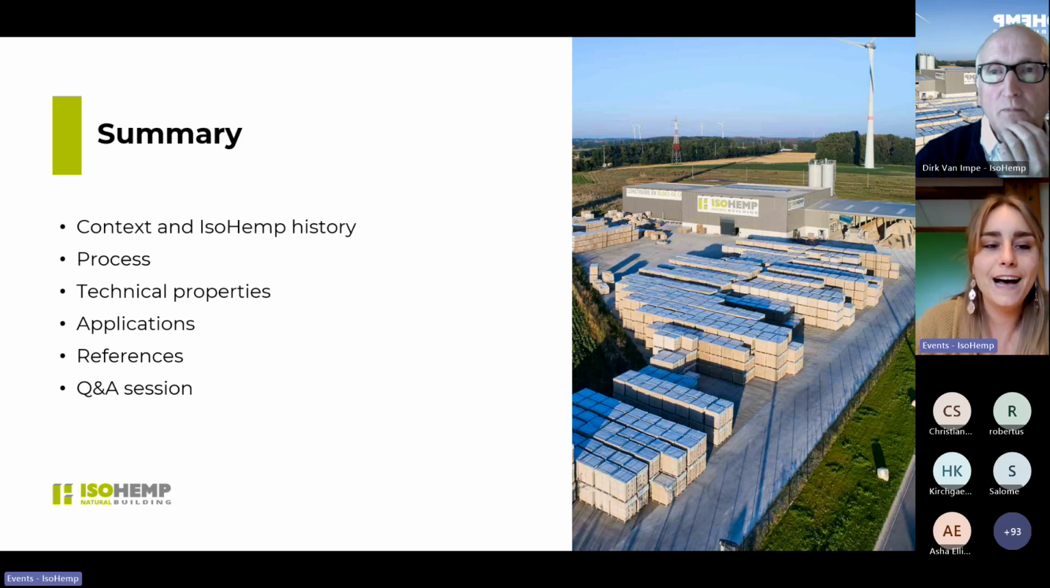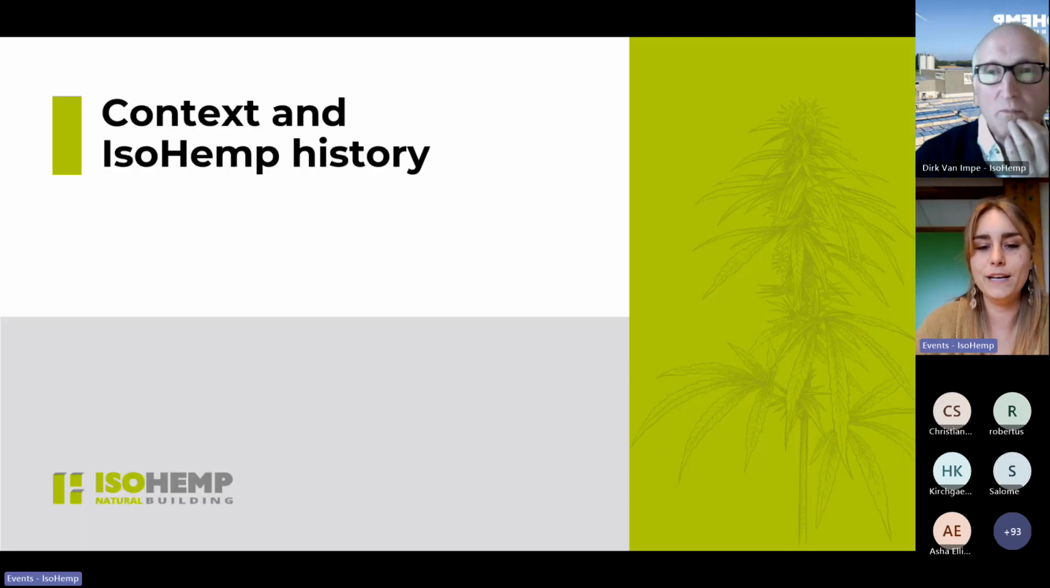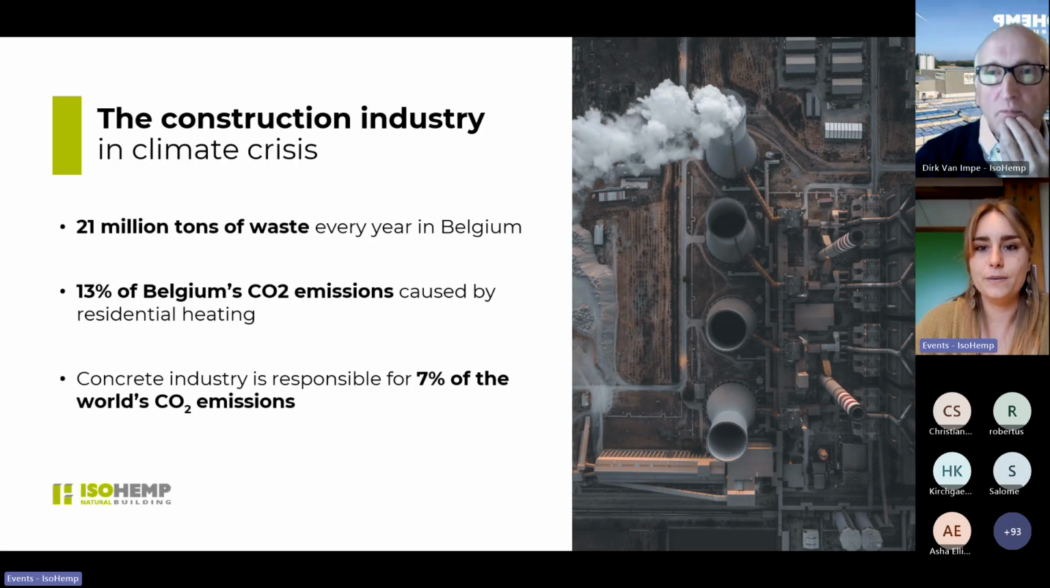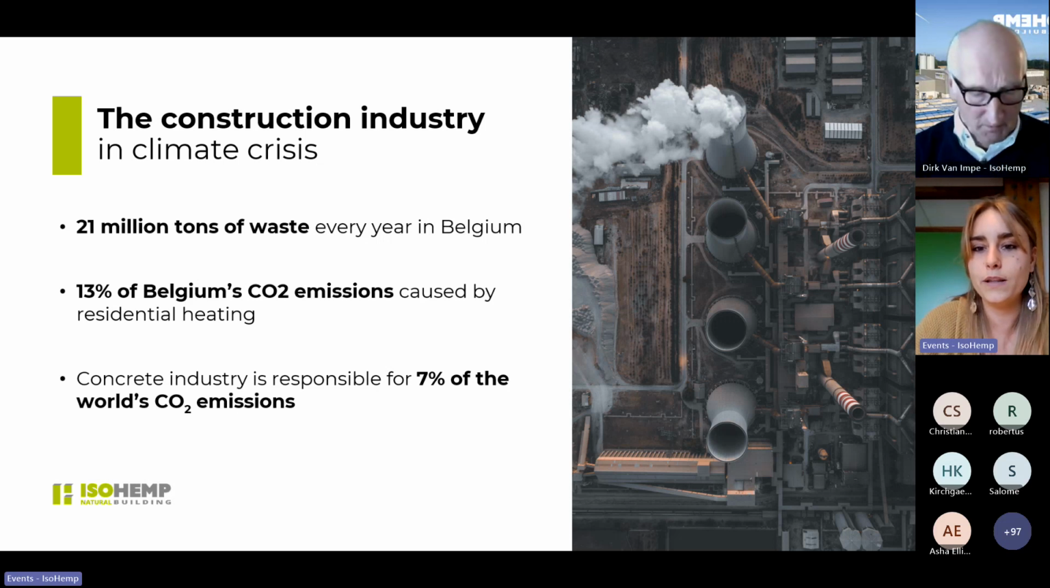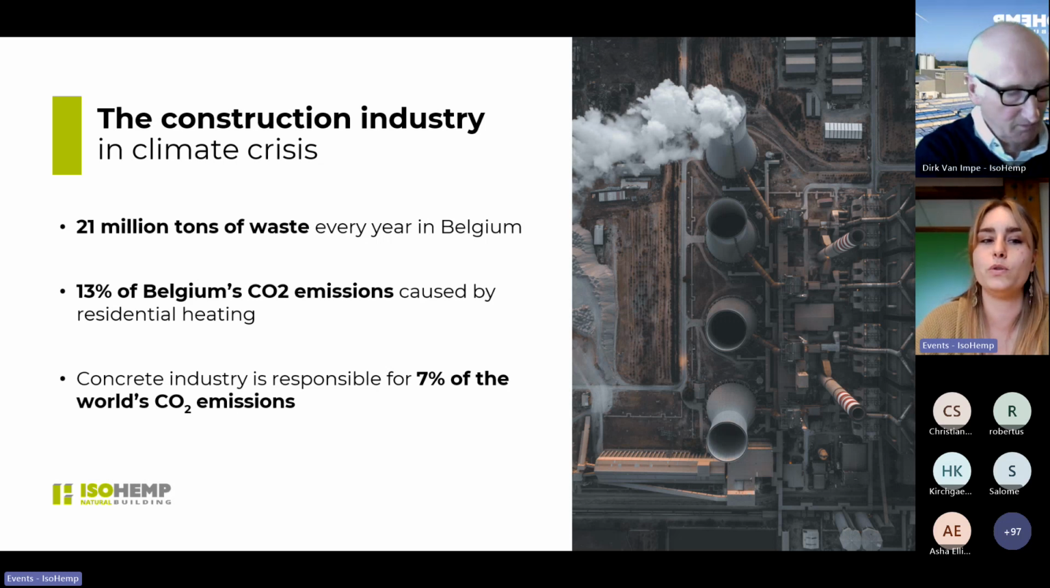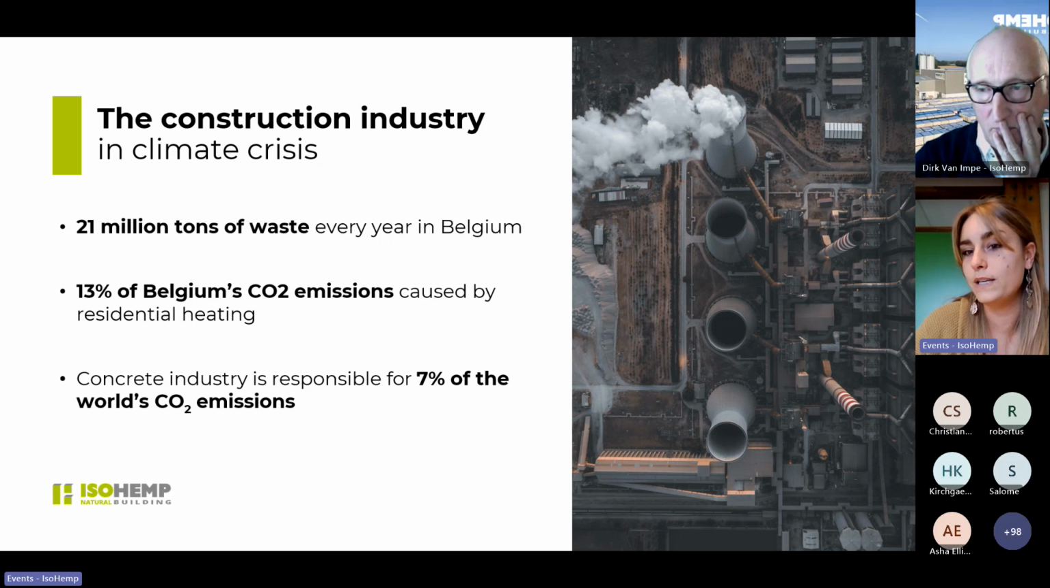as well as possible. Okay, so the context and IsoHemp history. Of course, the construction sector is at the center of the climate emergency, and this is not a secret for anybody, and certainly not for you all. If you are here, it's because you are already concerned by these topics. It remains that we need to talk about this today and present why we want to build with hemp blocks. Belgium is a small country, but the figures are impressive: we have 21 million tons of waste a year in Belgium. There is also 13% of Belgian CO2 emissions caused by residential heating. This shows how important retrofitting is.